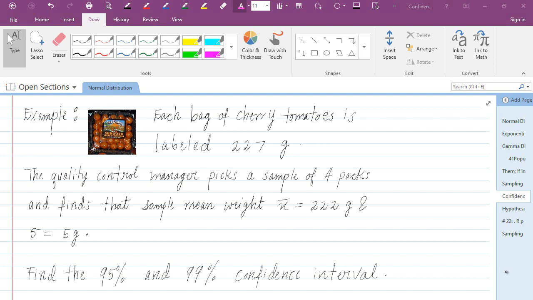Welcome back. Let's do an example on calculating confidence intervals.